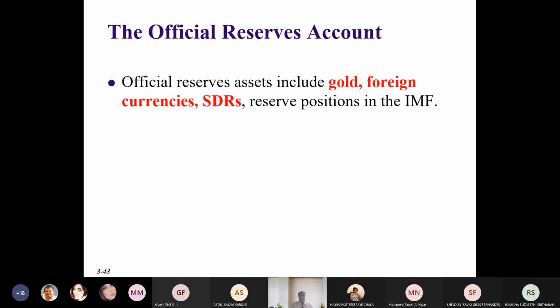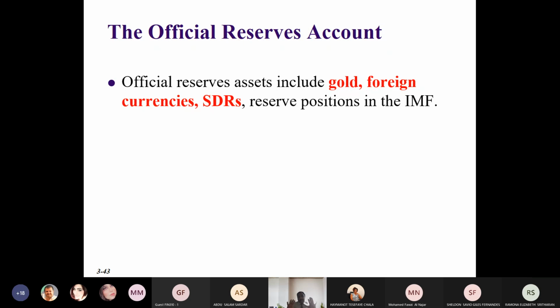Then we have the official reserve account. Every government has some other reserves like gold, foreign currencies, and SDRs, special drawing rights, and some other reserves with the IMF, the International Monetary Fund. They are also a very important part of the balance of payments. So the gold and foreign currencies like dollar, euro, or pound, if the government has them, are maintained in this account. The special drawing rights and any other receipts from the International Monetary Fund are maintained in this account, which is called the official reserve account. So we have these four types of accounts within the balance of payments.